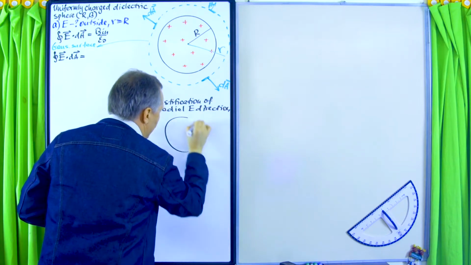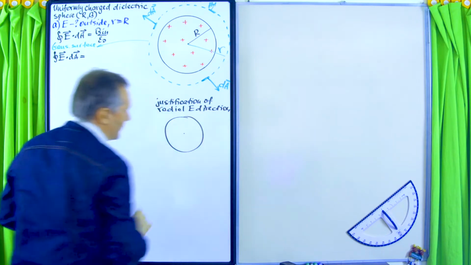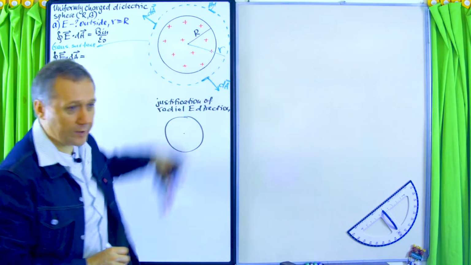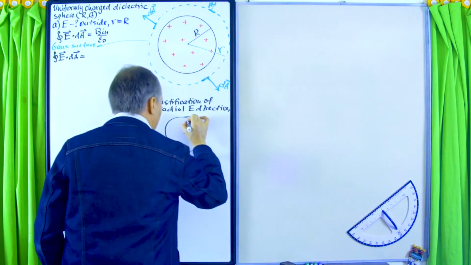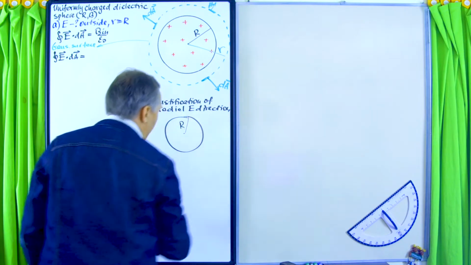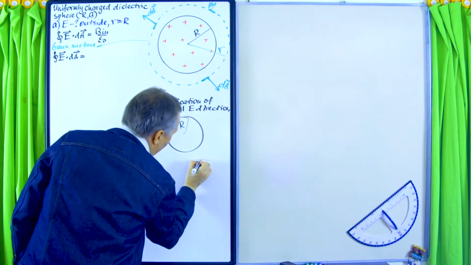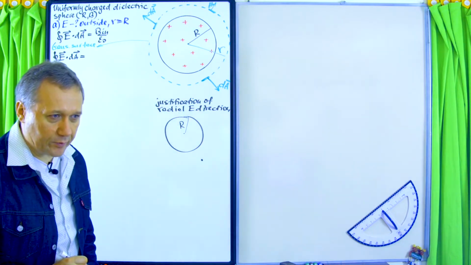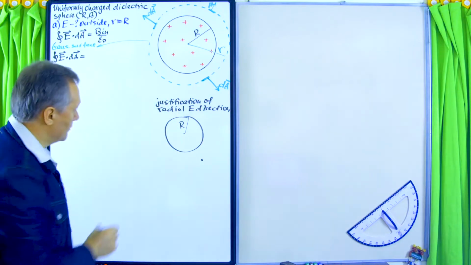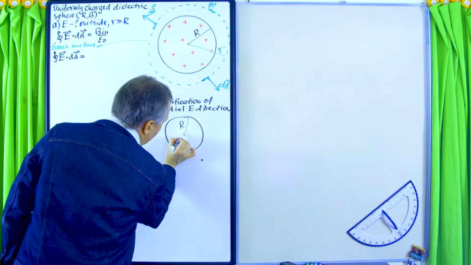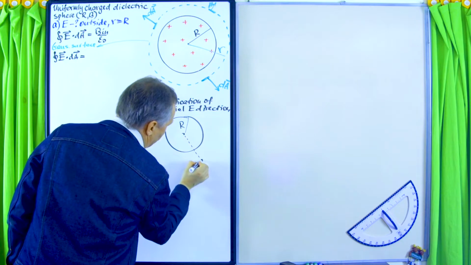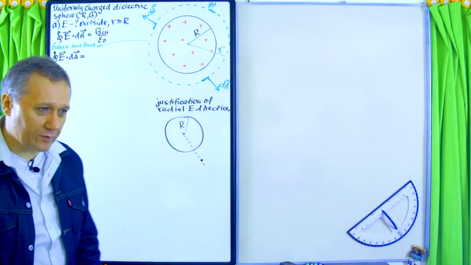So let's say this is my charged sphere. This charged sphere of radius r capital. Maybe this is r. And let's say, for example, I want to find the direction of the net electric field at this point. Let me draw an auxiliary line which goes through the center of the sphere and through the point where I want to find the direction of the electric field.